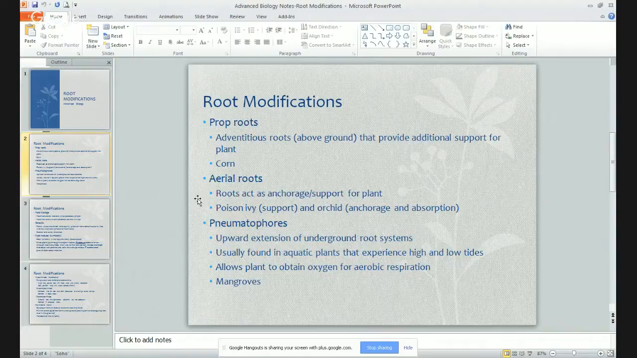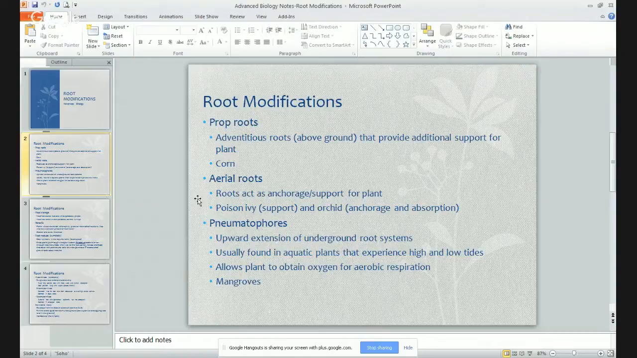I've shown you a little flower that's growing there, and a plant that grows using aerial roots is called an epiphyte. So an example of that would be an orchid. Those aerial roots are there to help anchor the plant, but also to get some absorption of nutrients. Poison ivy actually grows on top of other plants as well, so its aerial roots are just there as support.